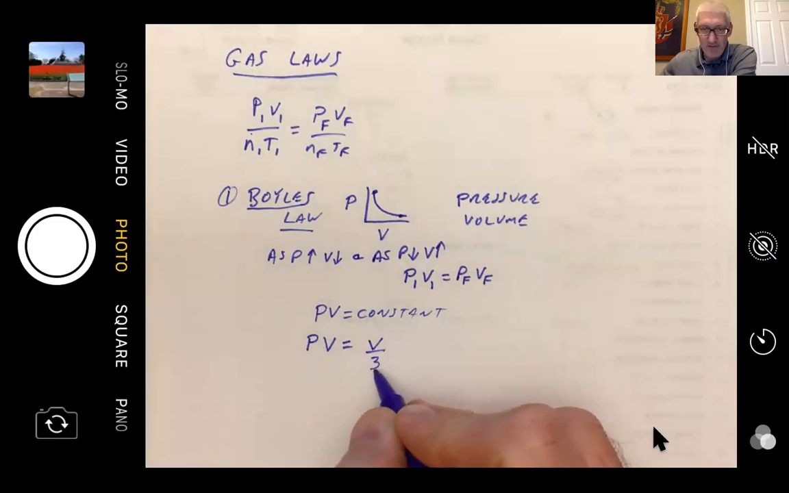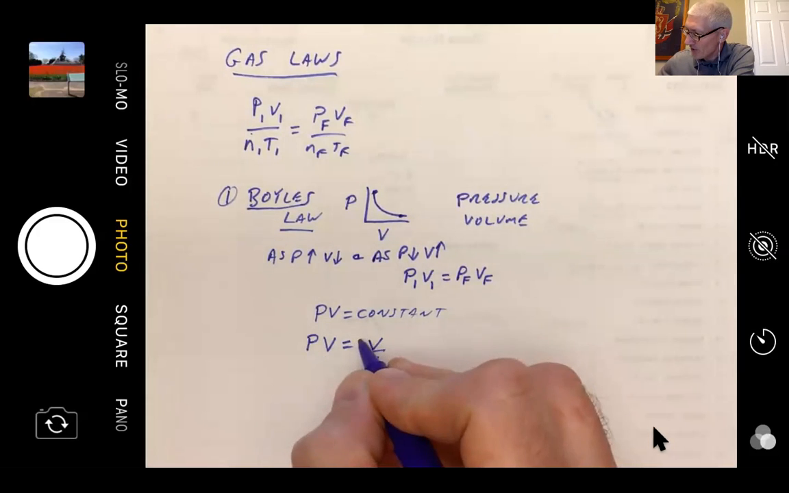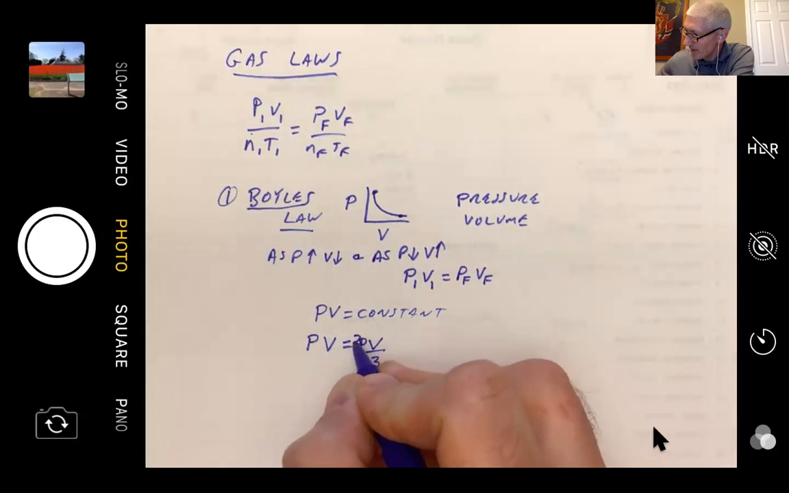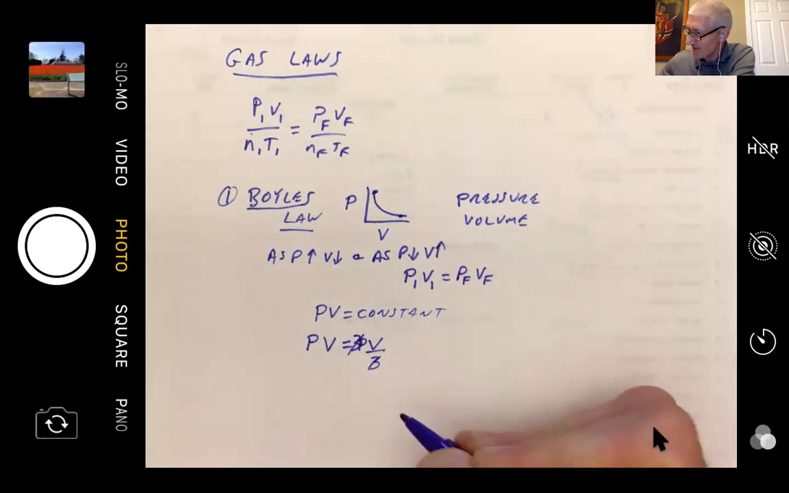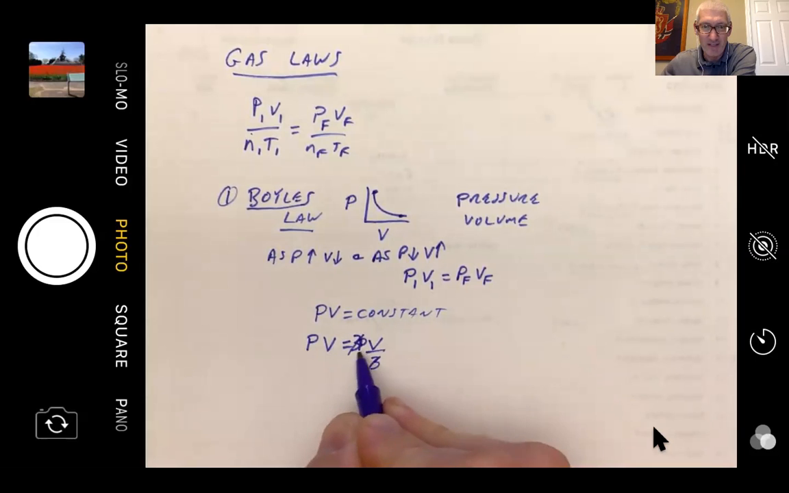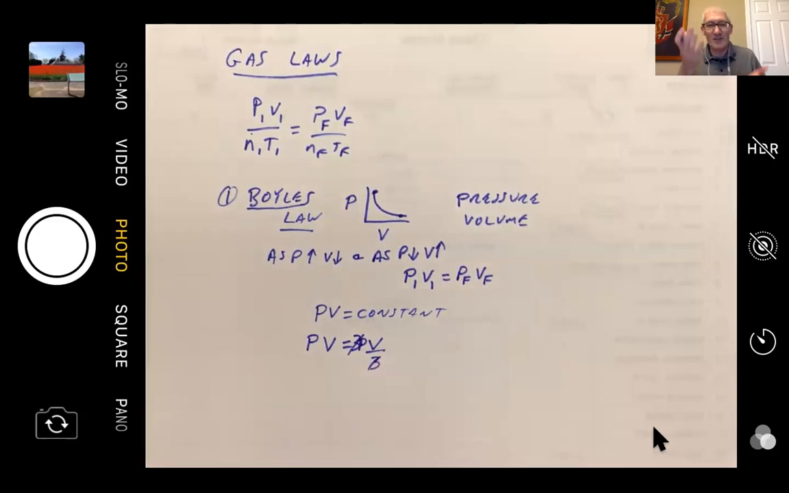How do I undo dividing by 3? Well, the pressure would have to be multiplied by 3 because those 3's have to cancel out. That's the only way I can get back to PV equals PV. So there's this sort of ratio type of thinking that you have to do, right? So that was the first one.